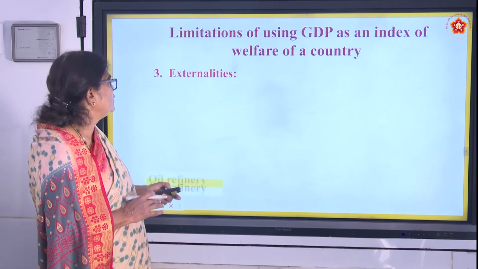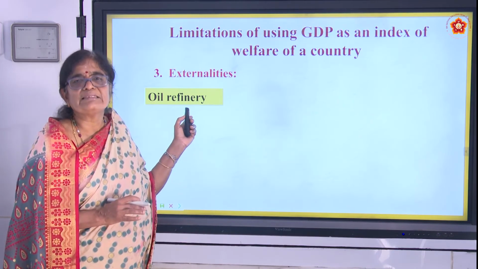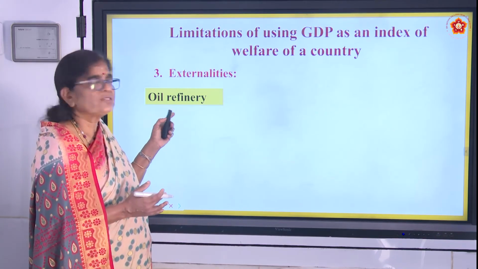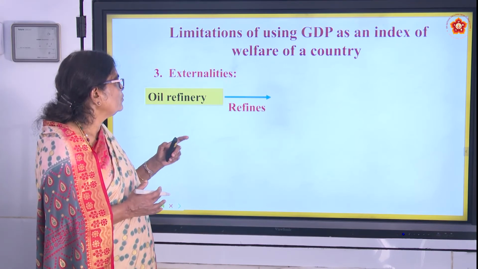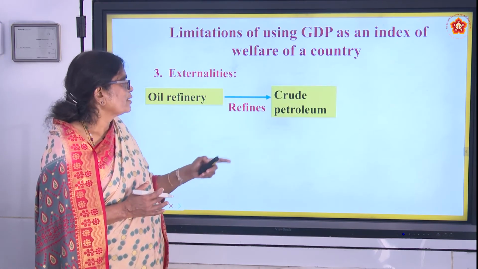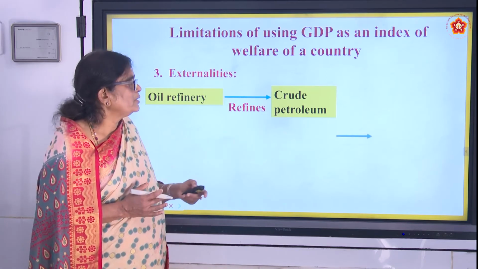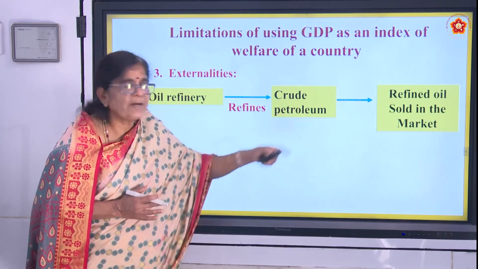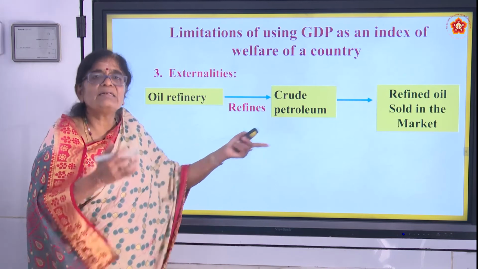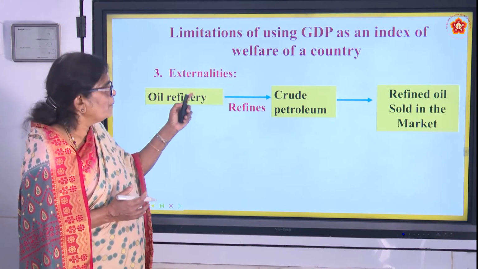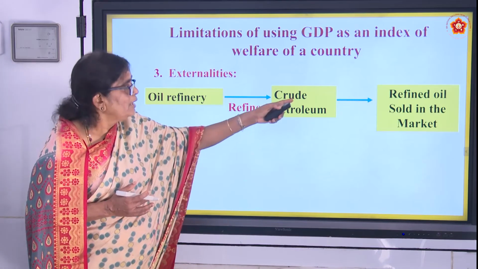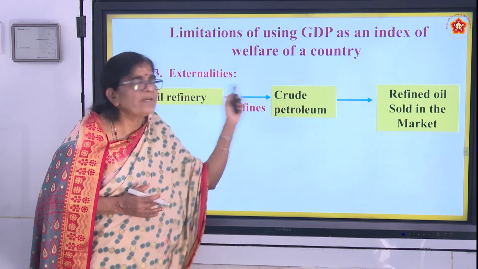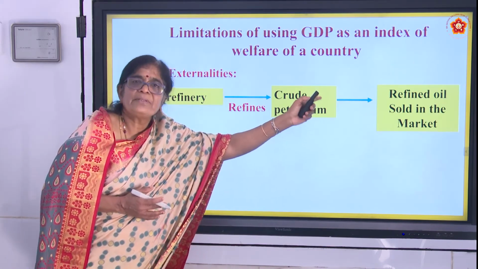Let us take an example of externality. For example, there is an oil refinery industry, a big industry. There are so many oil refinery industries run by different companies. What do they do? They refine the crude petroleum. What is the output they get? They get refined oil. They sell it in the market, and after selling, they earn revenue. That is an economic activity because in monetary terms, they put the money.